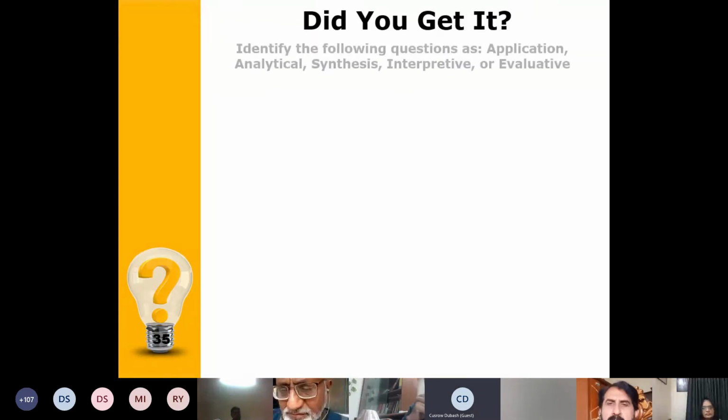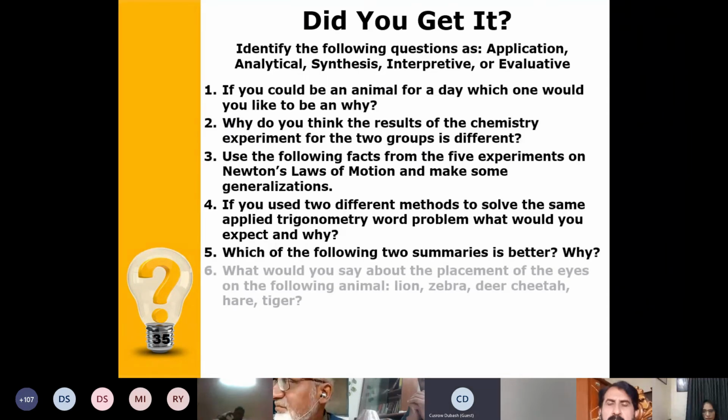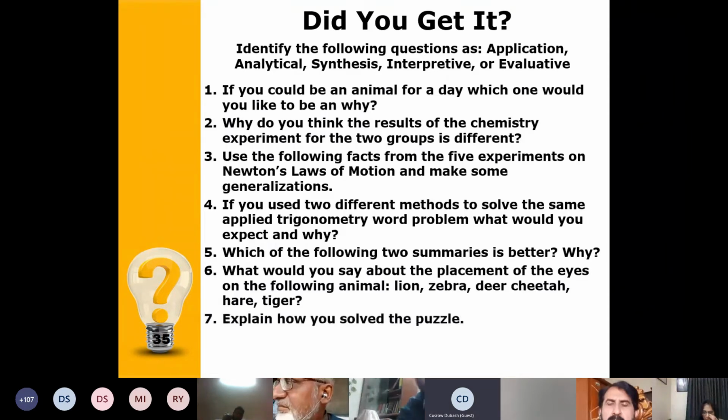Did you get it? Okay. Let's see. Identify the following questions as application, analytical, synthesis, interpretive, or evaluative. These are the five we have just seen. So on a piece of paper, write 1, 2, 3, 4, 5, 6, 7 and next to each just write whether it is an application, analytical, synthesis, interpretive or evaluative question.